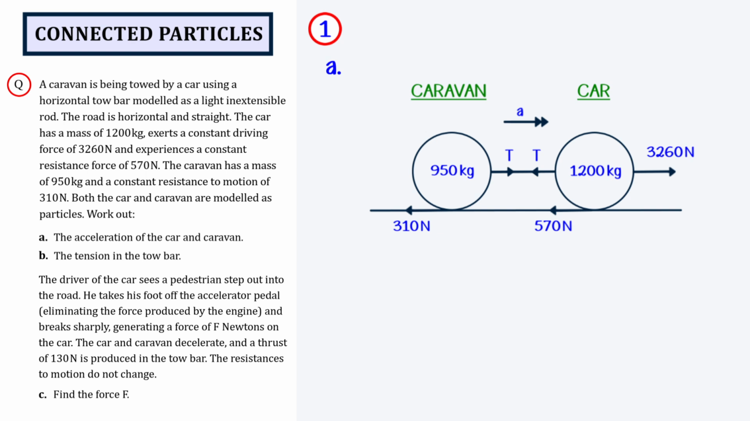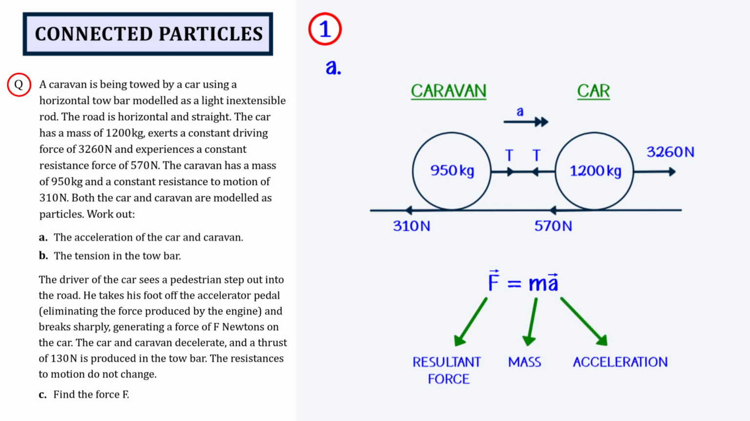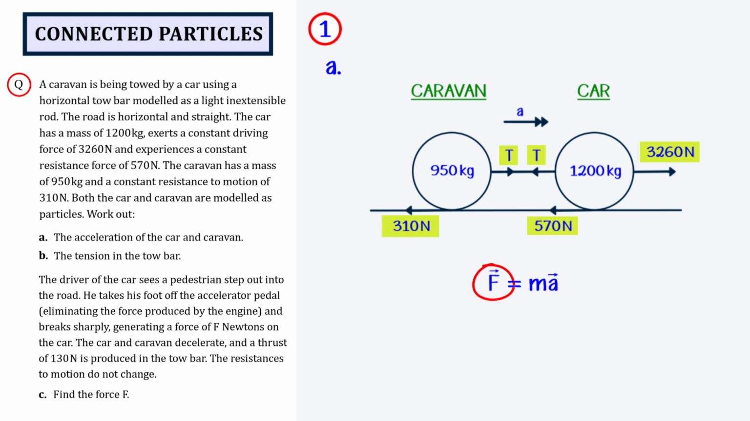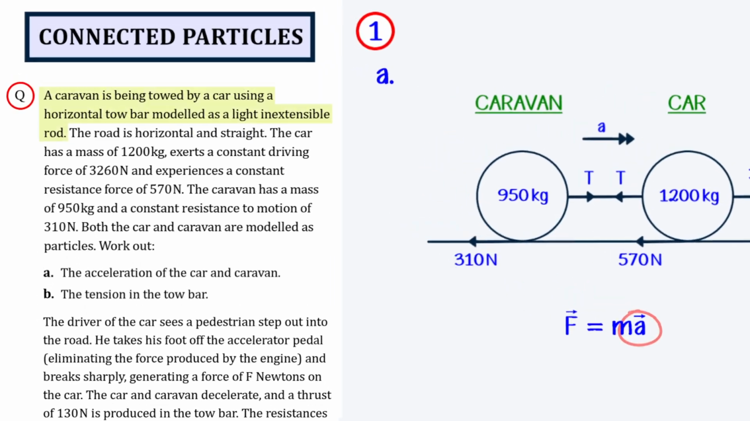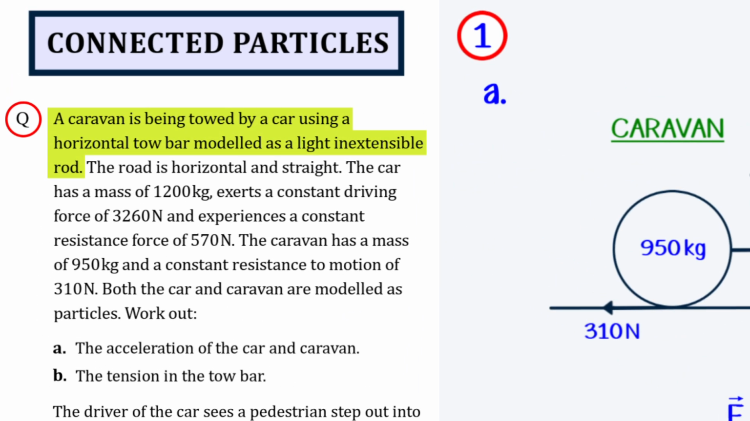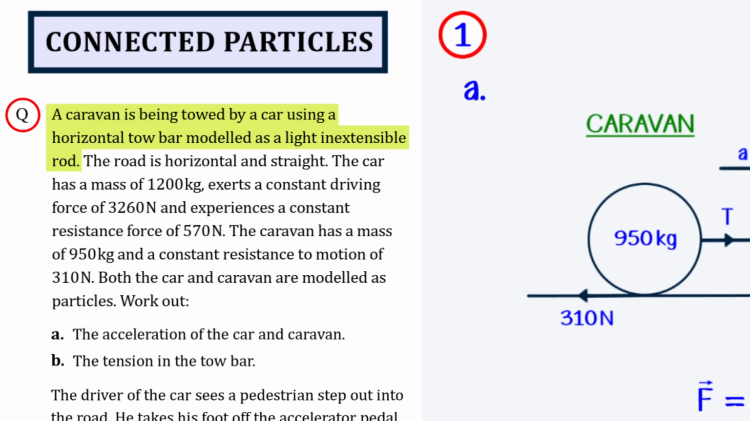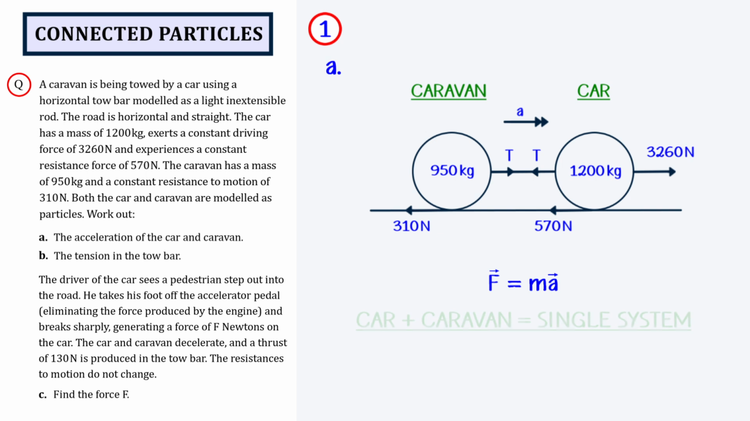So in order to work out the acceleration of the car and caravan, we need to use Newton's second law, F equals ma, where F is the resultant force, m is the mass, and a is the acceleration. This is because we've been given the masses of the car and caravan, and we can also work out the resultant forces acting on them, which means we'll then be able to rearrange to find acceleration. Now, as the caravan has been towed by a tow bar modelled as a light, inextensible rod, we can consider the car and caravan as a single system. So the acceleration will be the same for both the car and the caravan.